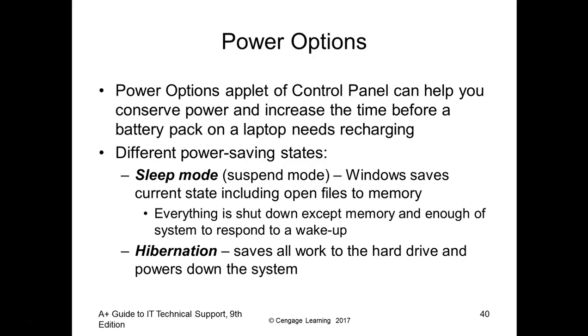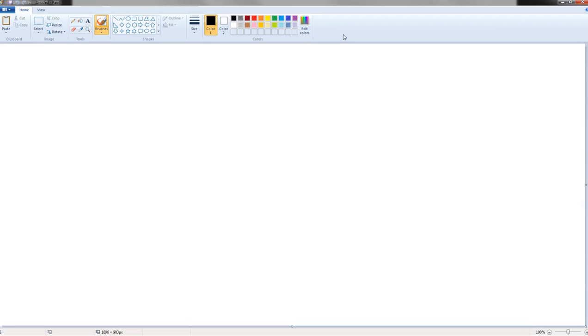Okay, so within sleep mode or the power saving mode, there's a couple different options that you have. You have the normal sleep mode, which is known as suspend, where everything is going to be saved to RAM. And then you have hibernation. The difference between hibernation and sleep is basically where everything is put whenever your computer goes to sleep. So just to show you a little illustration here.